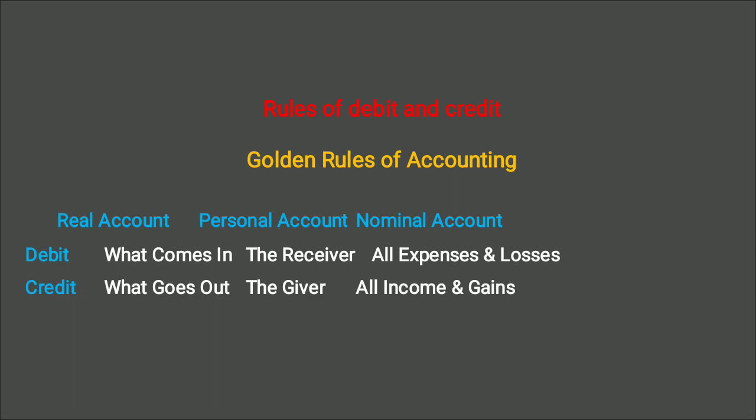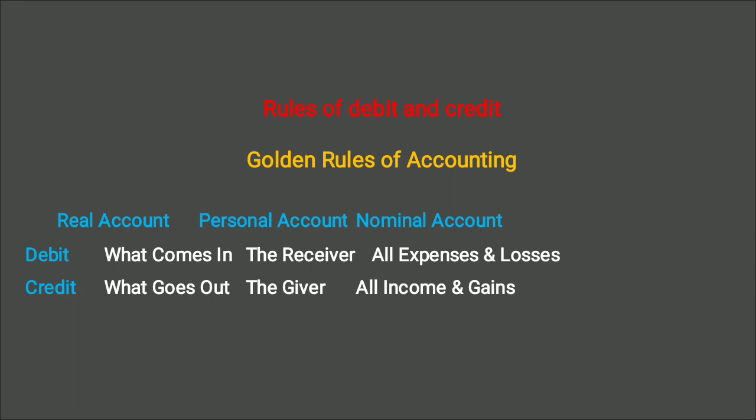Not only the name of the accounts, we even have to identify the nature of the account, that is, personal account by nature, real account by nature or nominal account by nature. And the question is, sir, how will we identify whether it is a real, personal or nominal account? Okay, so we have something for that. So here first we have to see the rules for real account. We have to identify two things, one is debit and another is credit.